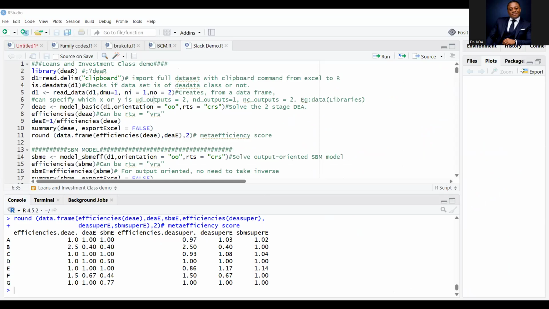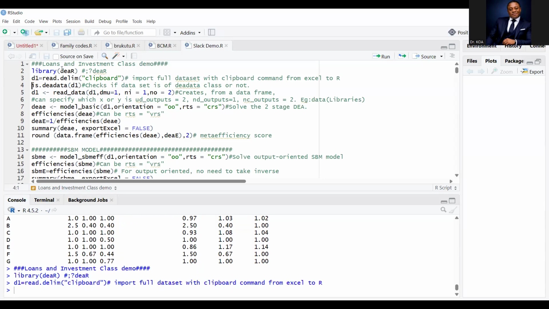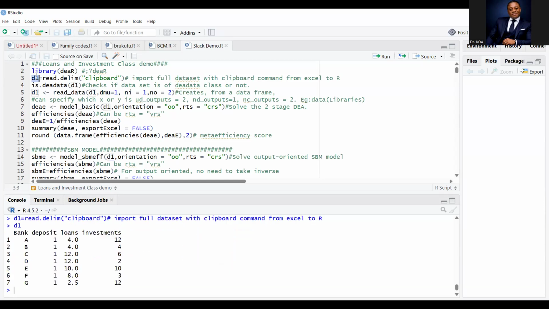And I'm going to just copy my data set and put it there. So I'm going to show this data set. First, you need to load your library DEAR. Okay, so let me load that, and then run the data. To see the data, just highlight D1. And this is the data.